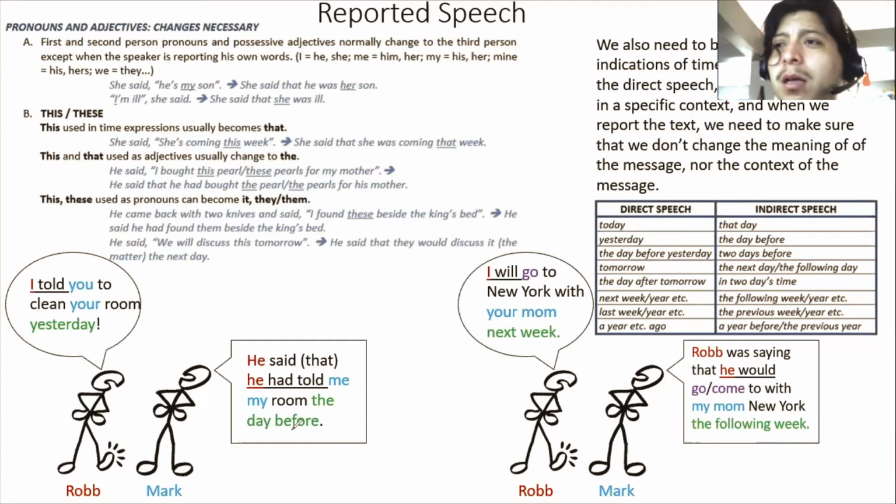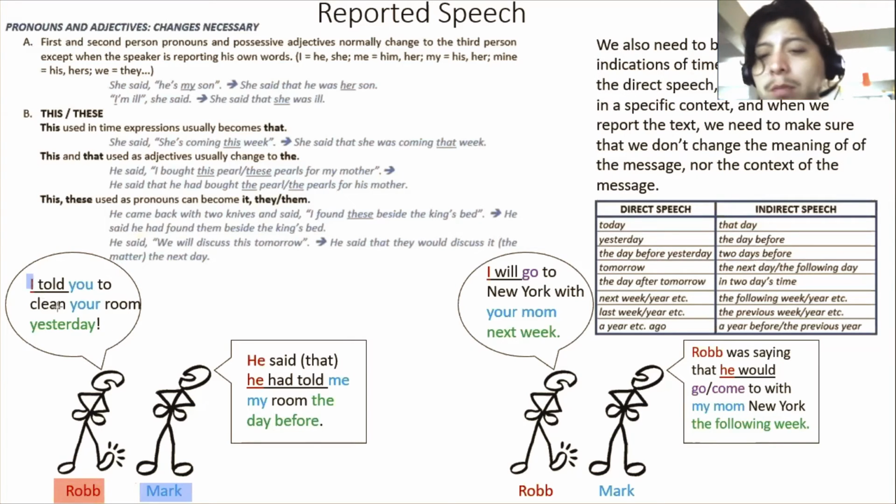In this case, for example, we have a few more examples. We have Rob, yes, and we have Mark. We have two people, yes. Rob is talking and Rob says, I told you to clean your room yesterday, okay? I told you to clean your room yesterday. When Rob says I, Rob is referring to Rob. When Rob says you, he's referring to Mark. And when he says your, he's referring to the belongings, to something that belongs to Mark. This is a possessive for Mark.